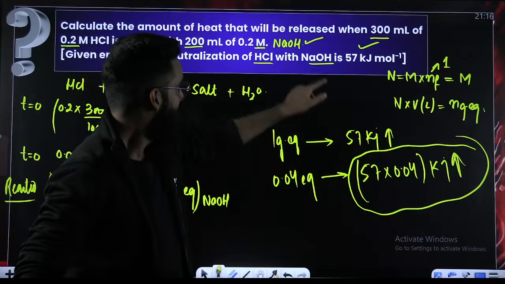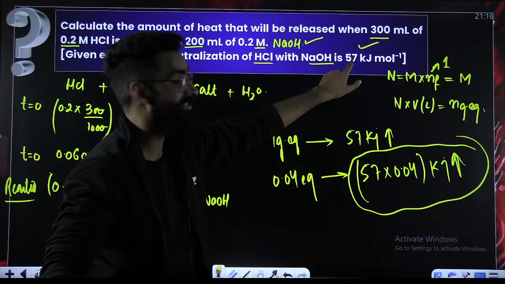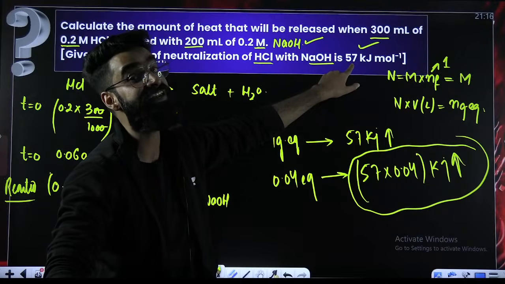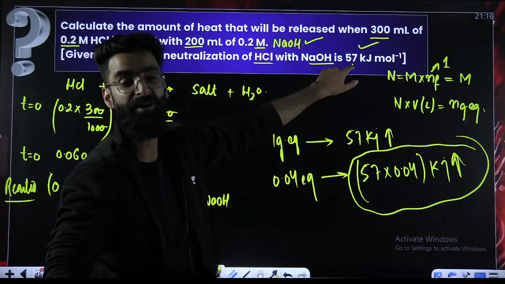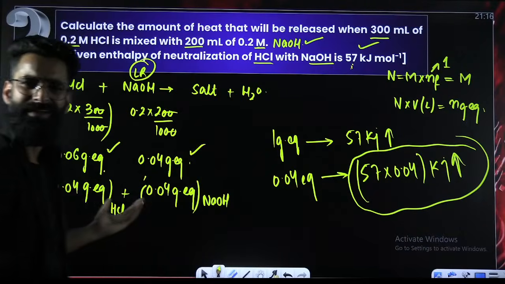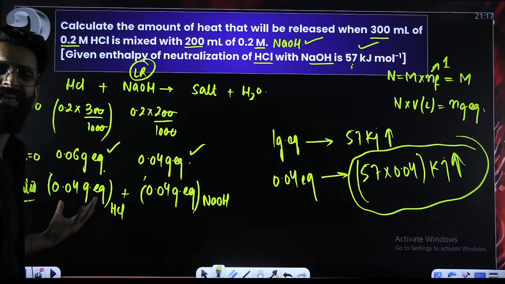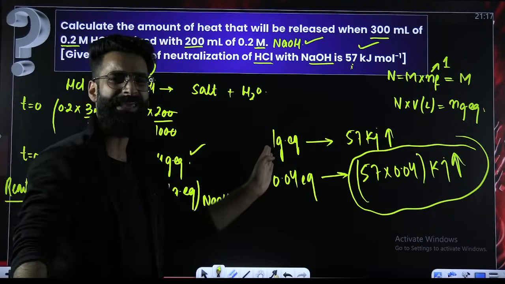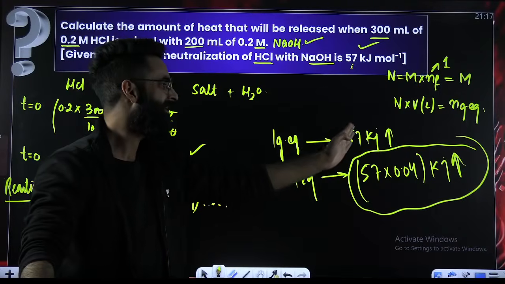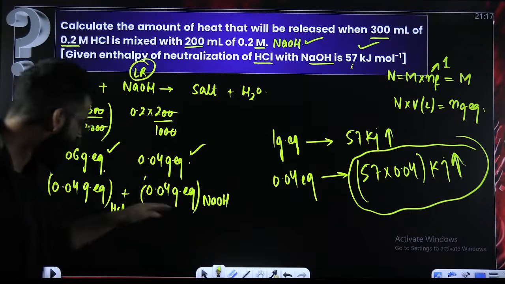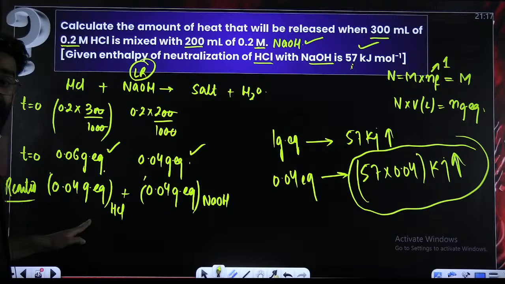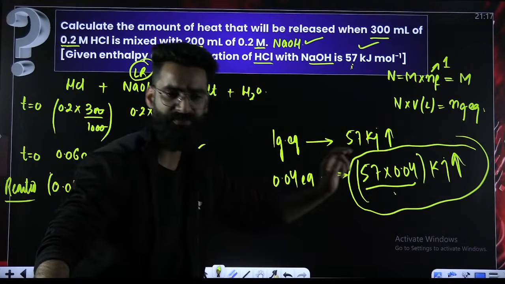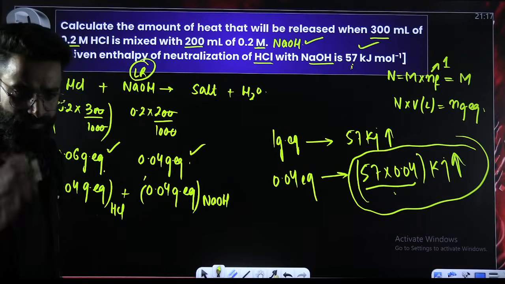See, enthalpy of neutralization of HCl and NaOH is this much. That means when 1 gram equivalent of acid is completely neutralized by 1 gram equivalent of base, this much heat is released. But we already know it is only 0.04 gram equivalents neutralizing 0.04 gram equivalents. When 1 gram equivalent of acid and base neutralize, this much heat is released. When 0.04 gram equivalents of acid and base neutralized, we multiply by 0.04, so this much heat is getting released, right?